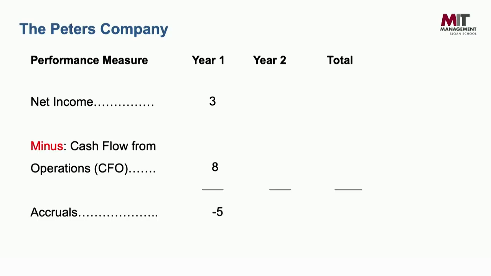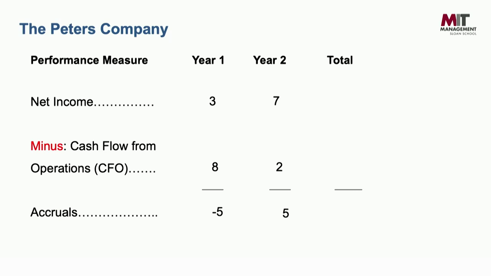So looking again at our performance measures, which are net income and cash flow from operations, in the first year, remember, we had net income of $3,000, cash flow from operations of $8,000, so accruals were a minus $5,000. And then just summarizing from above, in the second year, we have net income of $7,000, cash flow from operations of $2,000, so our accruals were $5,000 for the year.